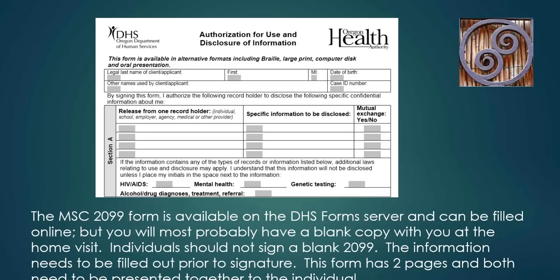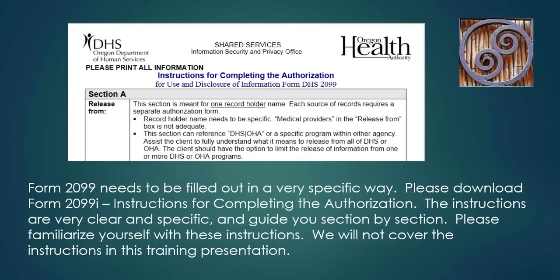It is the 2099I. Let me go there. There we are. The 2099I. And that is instructions for completing this authorization form. So the 2099I are 3 pages of instructions. You'll want to read through those so that you become familiar with them. And there's some very good information in those instructions.